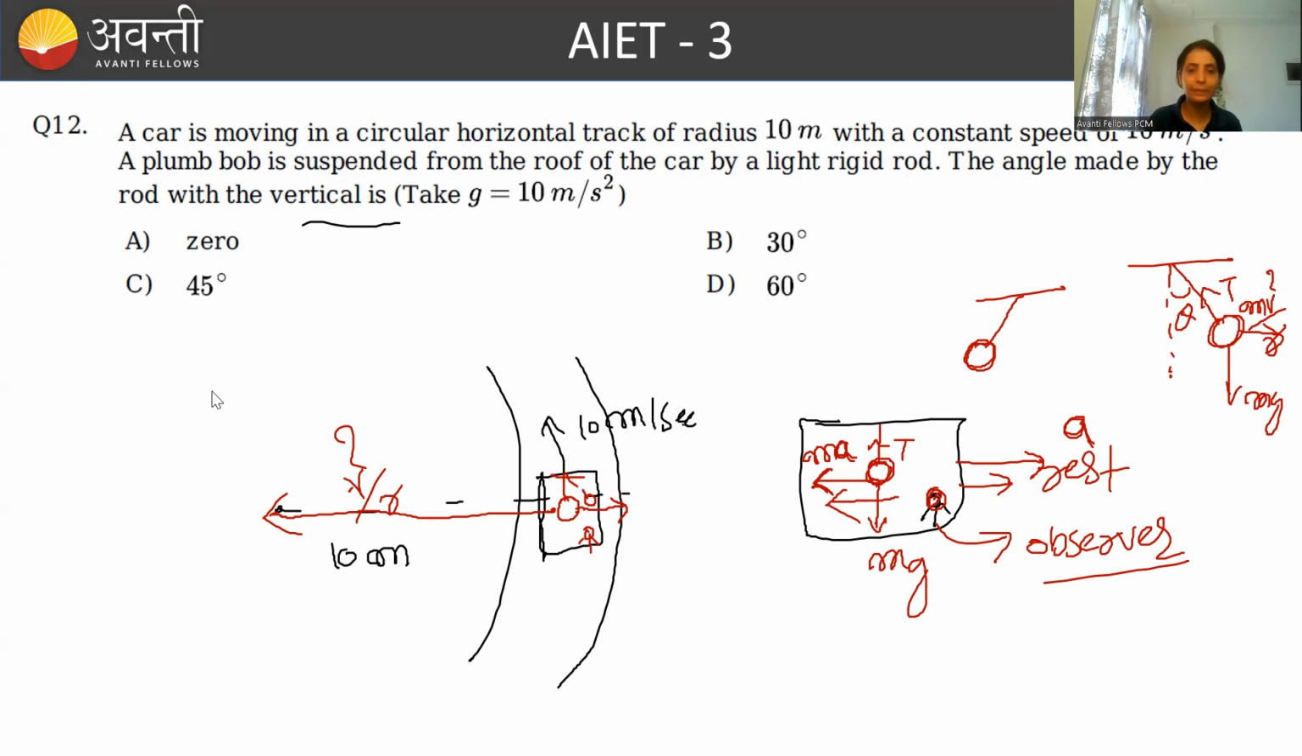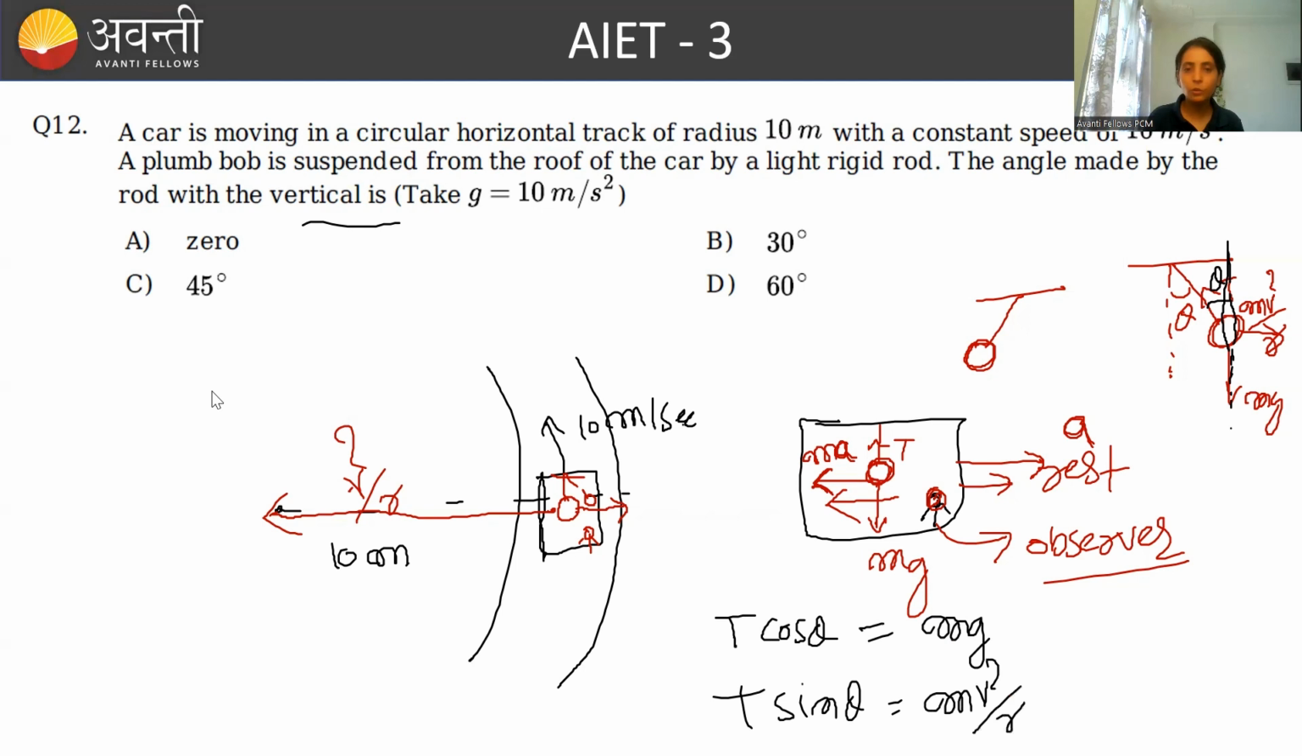If you break the forces, you can see that T cos theta will be equal to what? Draw a line here like this, this angle will also be theta. So T cos theta will be equal to mg and T sin theta will be equal to mv square by r. So cot theta is equal to how much? gr by v square.